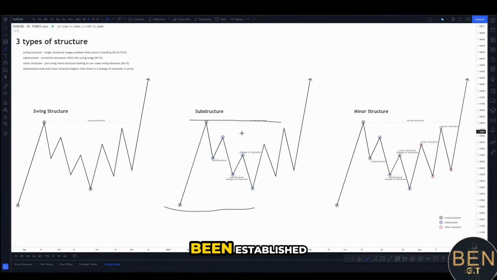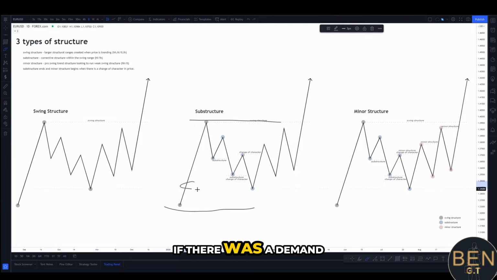Once the higher low has been established, price will then continue moving to the upside and eventually break the previous high point. So what we can do with the substructure is begin to develop ideas of where price is likely to react off of, putting in that higher low and then continuing to the upside. There will be a few different situations where we can use substructure to understand where price is likely to react.